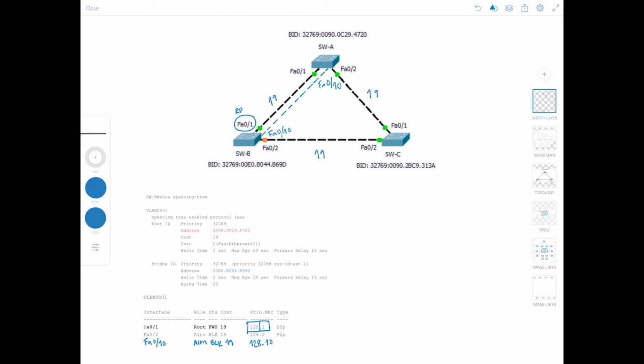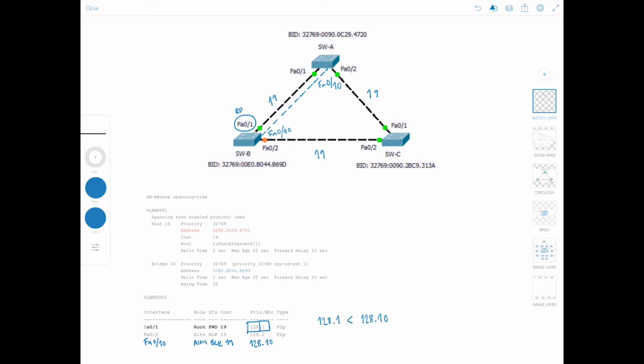So since the FA0/1 interface port ID is 128.1 and is lower than the port ID of FA0/10, which is 128.10, the FA0/1 interface will remain as the root port. Because 128.1 is lower than 128.10, that's why FA0/1 is the root port.